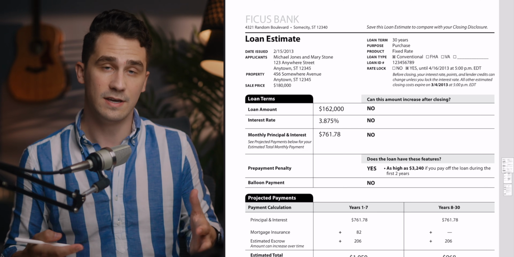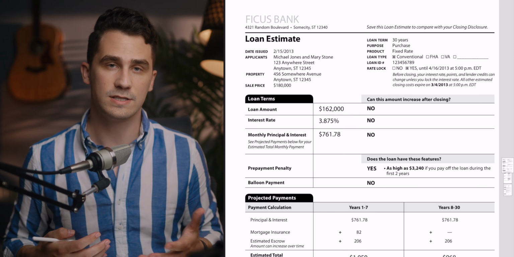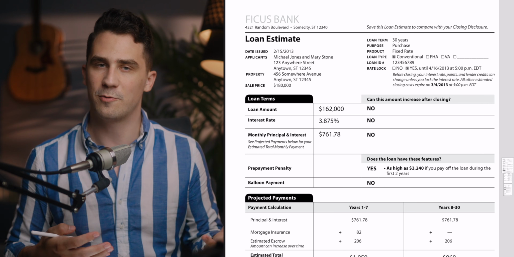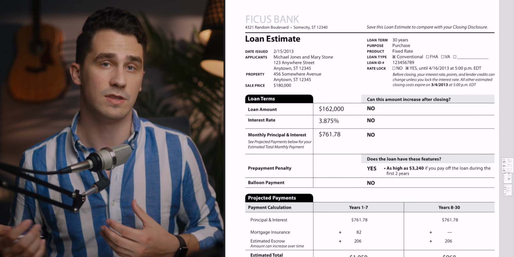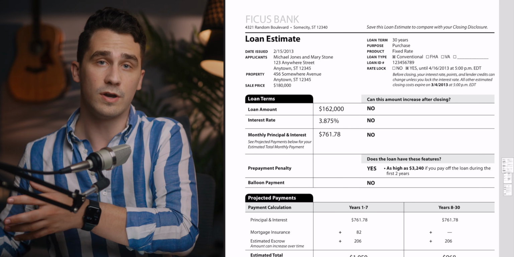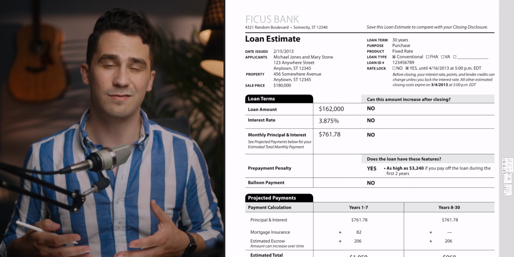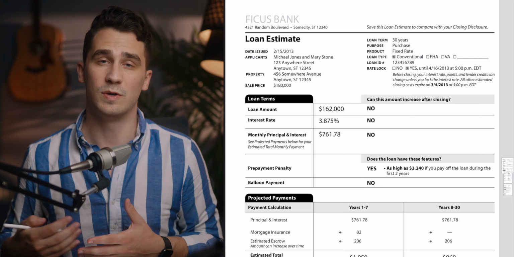So we're going to break down the entire loan estimate, everything that's going on in there, so that you can have a better understanding of, okay, this is what my rate is, this is what my payment is, this is how much everything's going to cost. So you can feel like you're more in control of the process and have a handle on what's going on instead of feeling like you're going into this a little bit blind.